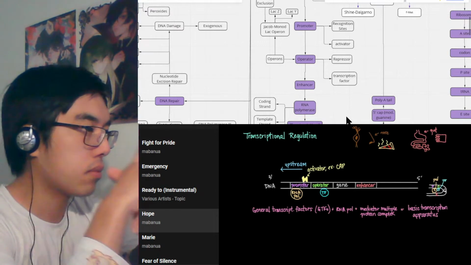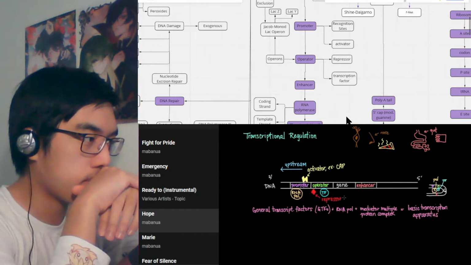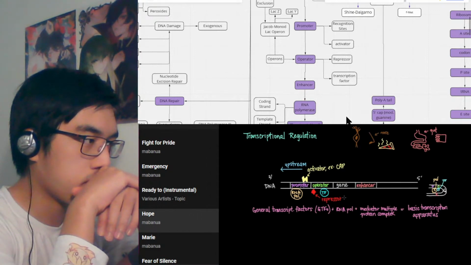Now let's talk about repressors. Repressors are proteins that bind to the operator, impeding RNA polymerase's progress along the strand and thus impeding the expression of the gene. Now, if an inducer, which is a molecule that initiates gene expression, is present, then it can actually interact with the repressor protein in such a way that causes it to detach from the operator. And then this frees up RNA polymerase to then transcribe the gene.